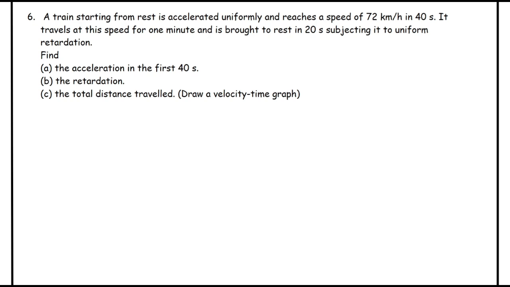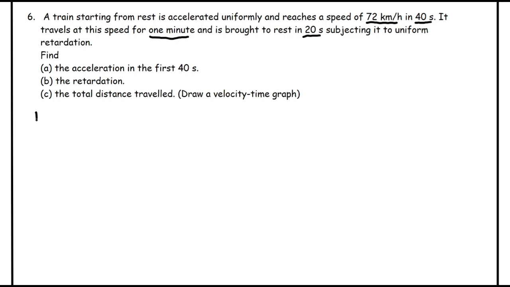The question today reads: a train starting from rest is accelerated uniformly and reaches a speed of 72 kilometers per hour in 40 seconds. It travels at this speed for 1 minute and is brought to rest in 20 seconds, subjecting it to uniform retardation. Find the acceleration in the first 40 seconds.